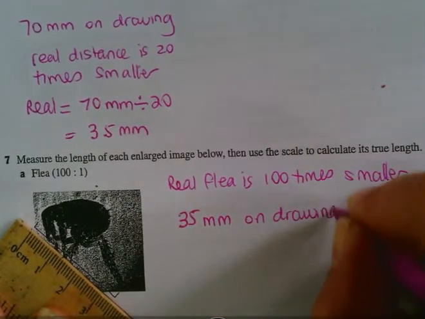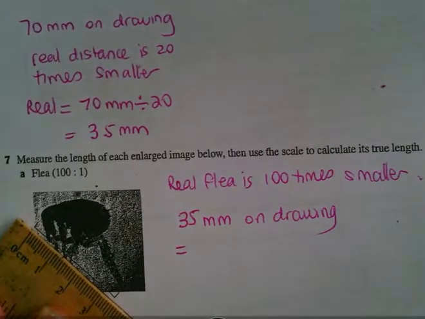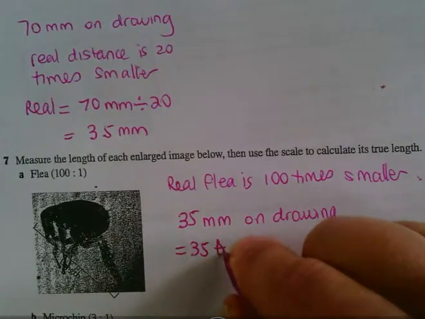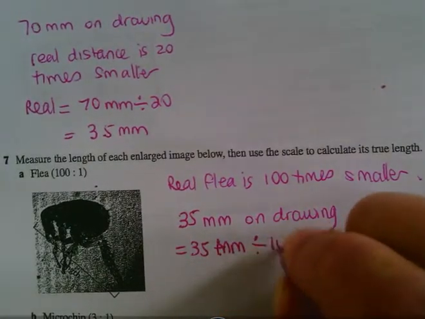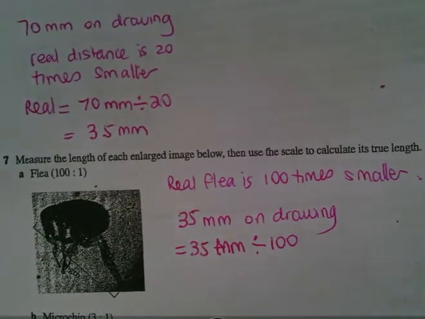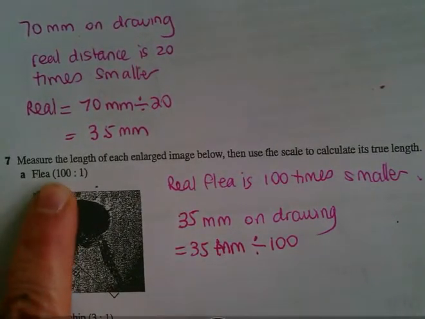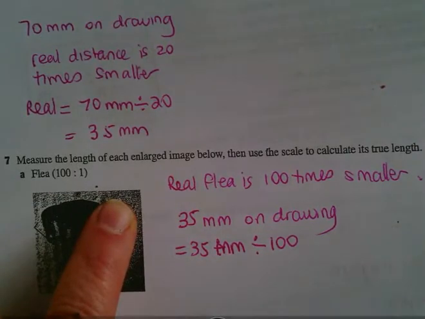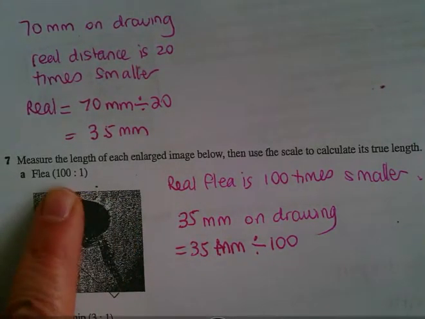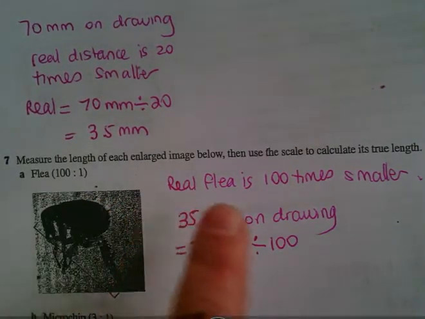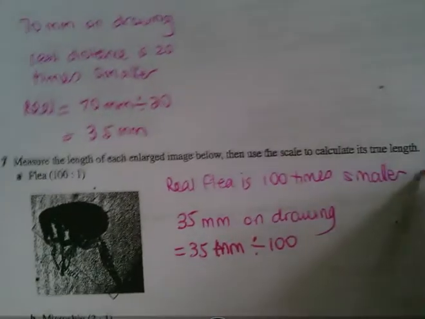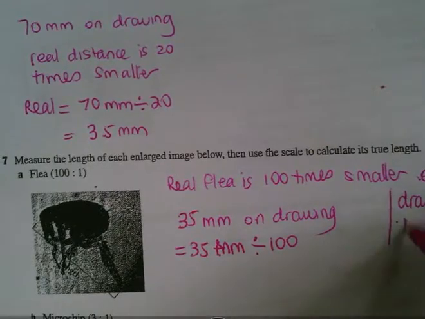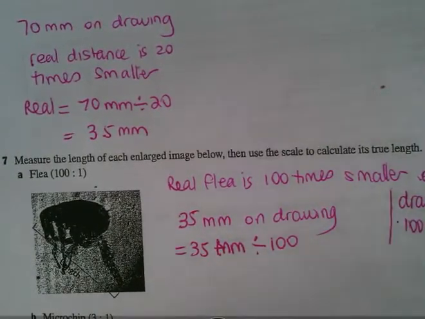That's the drawing. Equals, what am I going to do? So 35 millimeters divided by 100. The real flea is 100 times smaller because, remember, the first number is the drawing and the second one is the real length. The drawing is 100 times bigger. The real flea is 100 times smaller, or I could say the drawing is 100 times bigger.